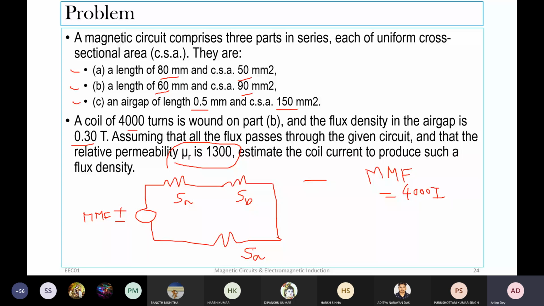So how can we find this out? S1 or SA is equal to 1 by mu 0 mu r, where mu 0 is 4 pi 10 to the power minus 7, and mu r is equal to 1300.